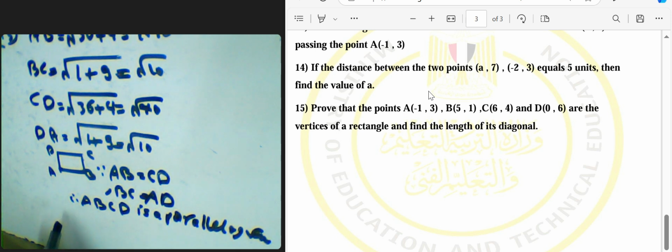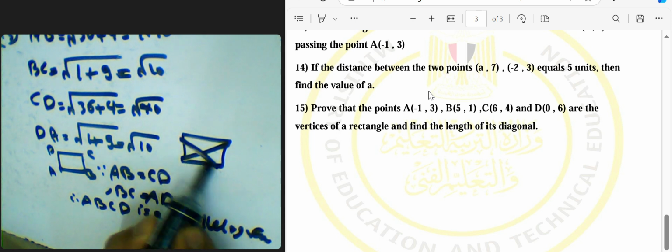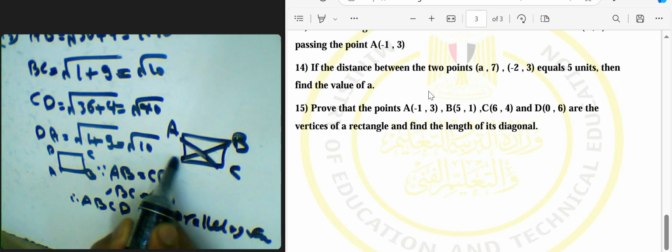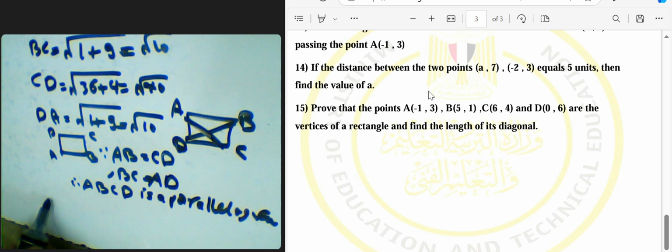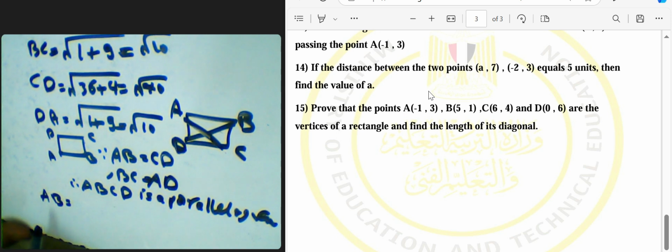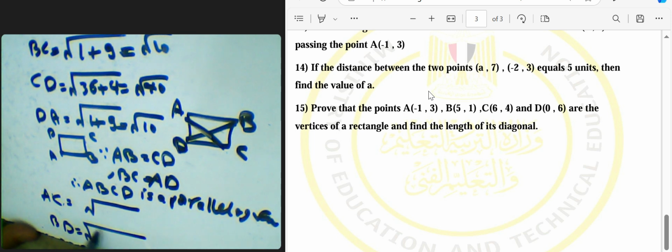And then you can prove that ABCD is a rectangle by using the properties of rectangle. The properties of rectangle: two diagonals are equal in lengths. So you must find the lengths of AC and BD and prove that they are equal. Okay, I will complete here. I will find the lengths of AC and the lengths of BD. Look at with me about steps.